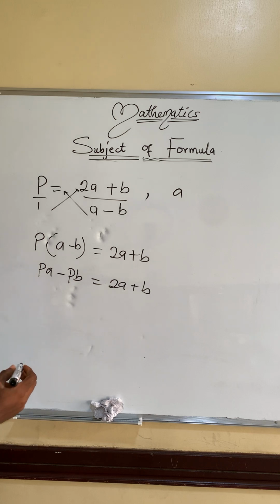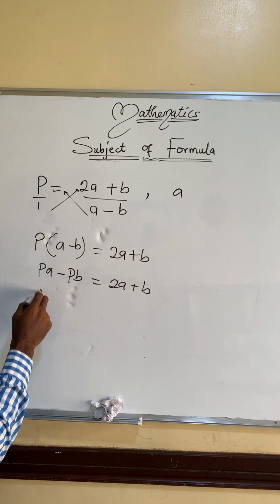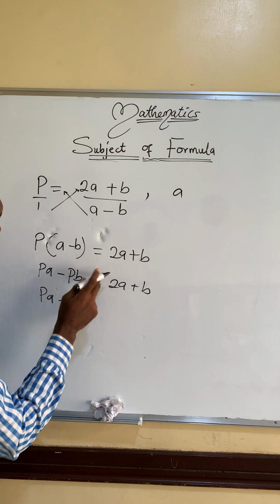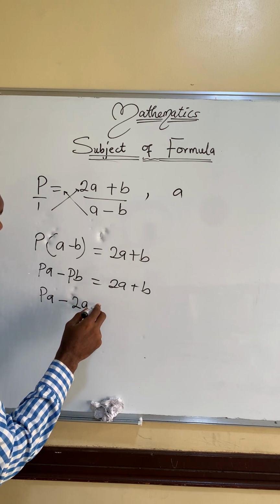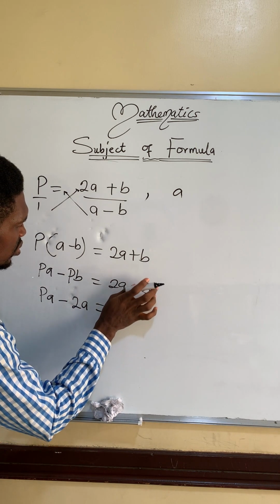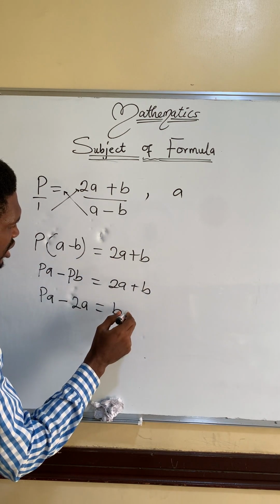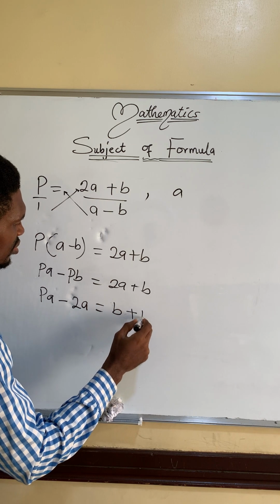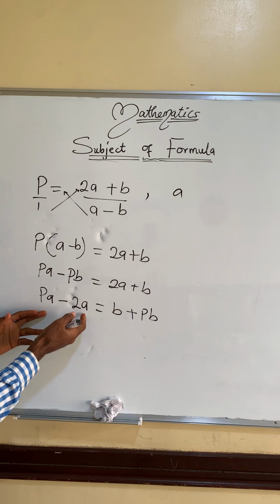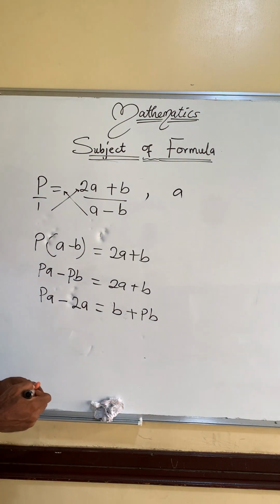So we'll collect like terms. So we say PA minus, this is plus 2, so it changes to 2A, is equal to PB plus B. This one will cross to this side and change to plus PB. Now the like terms we're collecting is that anyone that has A will move to the same side, and anyone that has B is on one side.